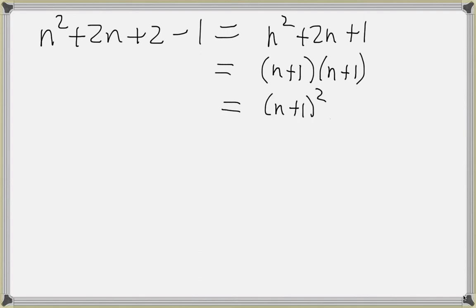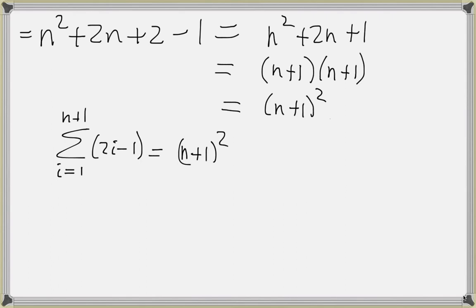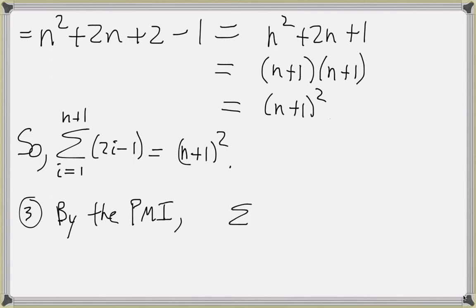So that's what we needed to show. We have a long chain of equations, and we started with the sum of the first n plus 1 odd numbers. And we showed that that equals n plus 1, the quantity squared. So we've shown that this statement is true for n equals 1. We showed that if it's true for n, then the formula holds for n plus 1. Therefore, our conclusion, by the principle of mathematical induction, the statement is true for all n. That is, the sum of the first n odd numbers equals n squared.